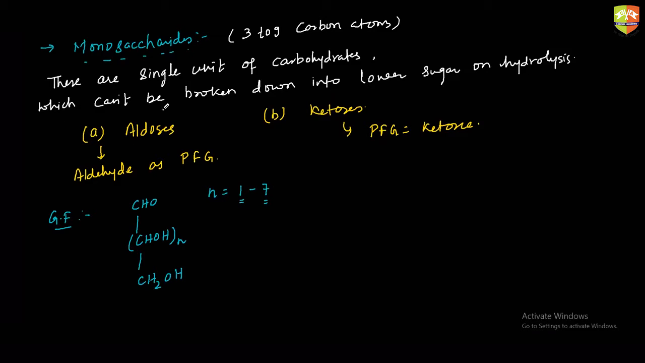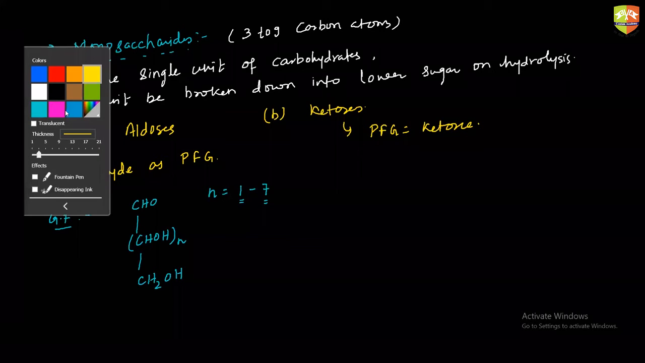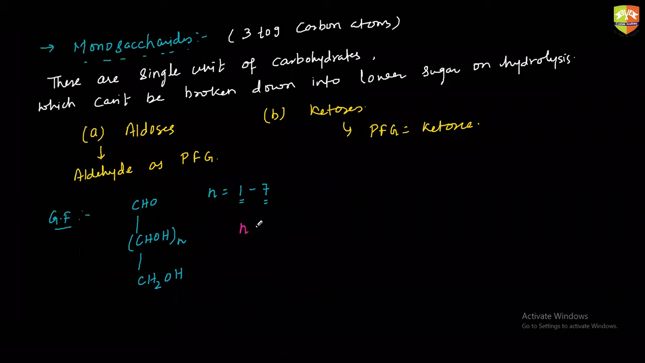Okay, so here you see, if n is equal to 1, I'll write this down. If n is equal to 1, what is the formula we get here? CHO, CHOH, CH2OH, right? The general name of this molecule we call aldotriose. Why triose? Because the number of carbon atoms is 3 here. Aldotriose is nothing but glyceraldehyde. If you see the formula, it is glyceraldehyde only. This question has also been asked in the exam, because the number of carbon atoms is 3.